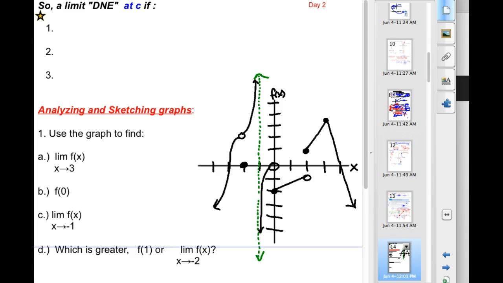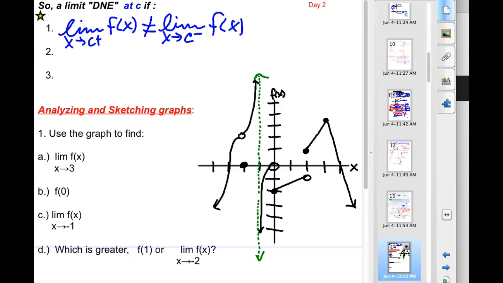So a limit does not exist at c if, let's see if you've got the 3 memorized, if when we come in from the right, and then we drive in from the left, and we don't end up at the same place. If the function increases or decreases without bound at c. Technically at x equals c, but if we're heading to the infinities, we will not have a limit there.